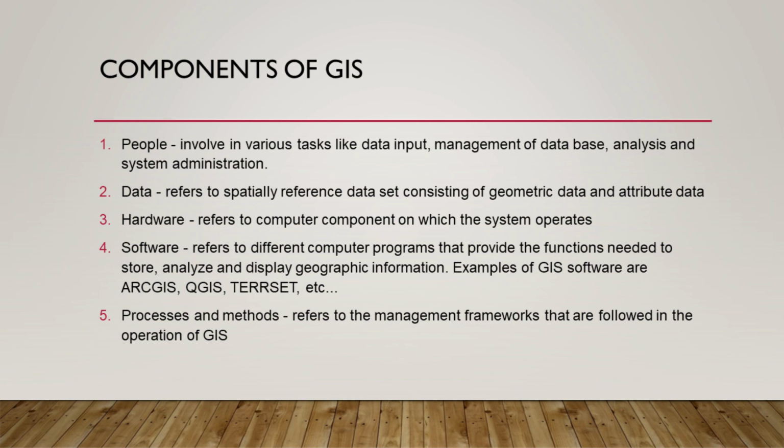Number 3, hardware. Refers to the computer component on which the system operates. Number 4, software. Refers to different computer programs that provide the functions needed to store, analyze, and display geographic information. Examples of GIS software are ArcGIS, QGIS, and TerrSet, etc. Processes and methods. Refers to the management frameworks that are followed in the operation of GIS.